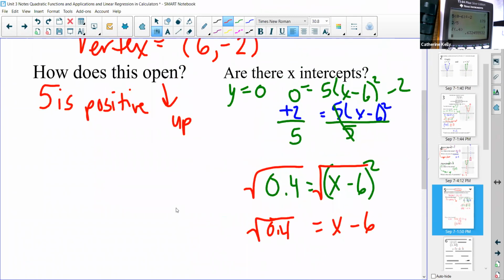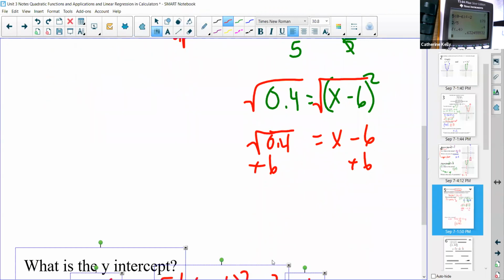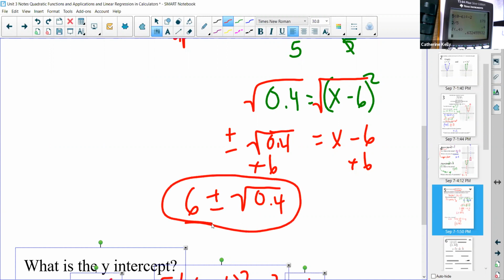And then I'm going to add 6 to both sides. So I had the square root of 0.4. And remember that when you take the square root, it's going to be plus or minus. So I have 6 plus or minus the square root of 0.4 is my x-intercepts.